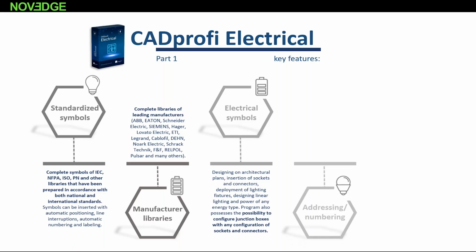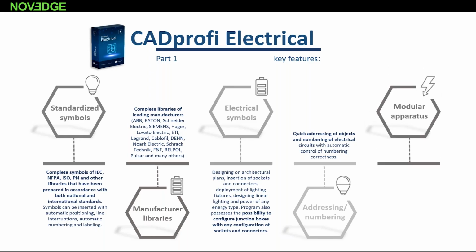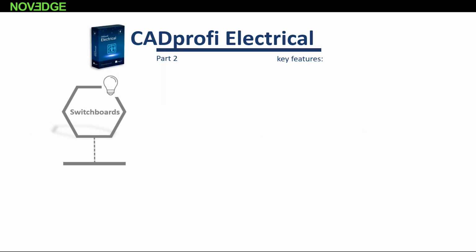We are speaking also about addressing and numbering, and that is connected with quick addressing of objects and numbering of electrical circuits with automatic control of numbering correctness. And we are speaking also about modular apparatus. That's a rich library of general views of modular apparatus, including protection, control, switching, signaling, measuring, industrial panel, and switchgear apparatus. The second part of the key features is also considering switchboards.